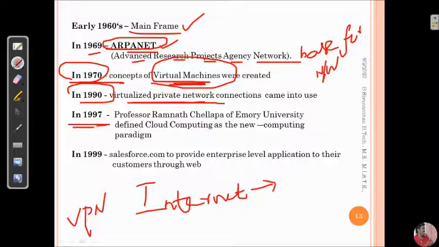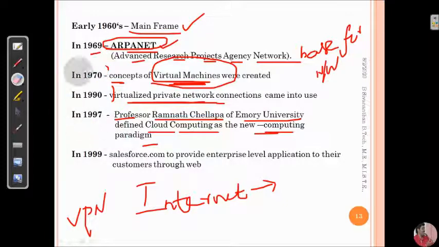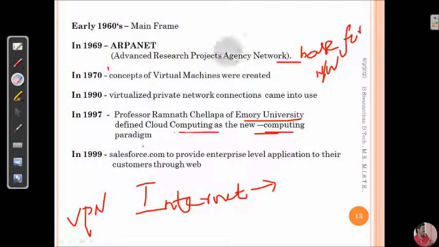In 1997, a professor named Rana Chellappa of Emory University defined cloud computing as the new computing paradigm. Just look at the year: in 1997 itself, the professor coined the term, saying cloud computing is going to be a new computing paradigm.